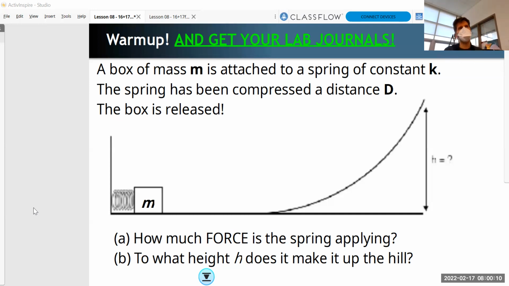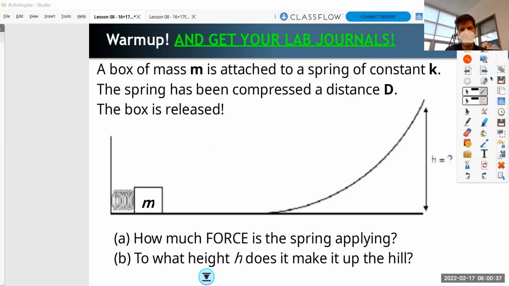So for your warm-up, I'd like you to, as quickly as you can, go get your lab journals and answer these warm-up questions. We've got a box of mass M attached to a spring of constant K, and we're going to compress it a distance D. If I release the box, first of all, how much force is the spring applying right at that first moment? And to what height h does it make it up the hill? Go ahead and pause this video for a minute while you go grab your lab journals and answer the warm-up question.